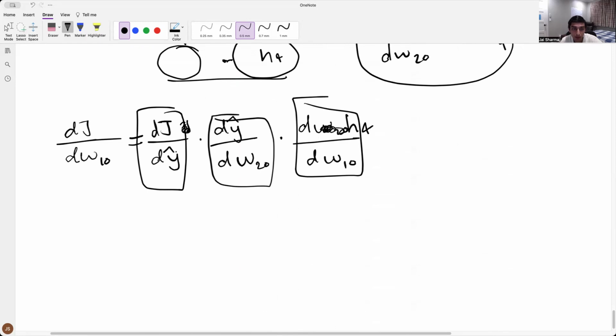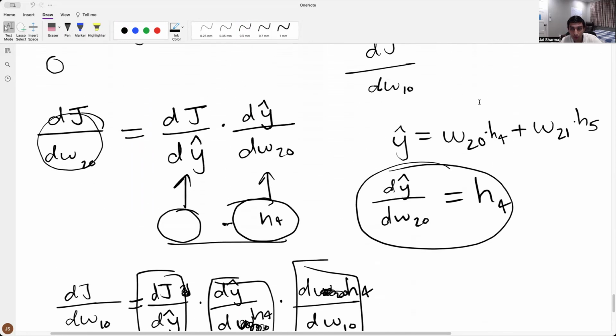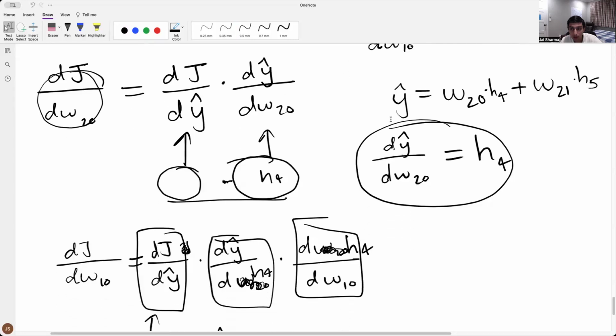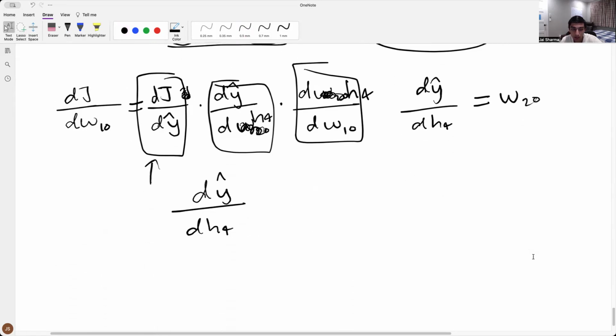So we would find this would be H4. So we would find this is based on your cost function. And then dy hat dH4, well, we could come back up over here and then just differentiate this with respect to H4. And that would actually give us dy hat dH4 is actually W20, right? So then this would be W20.